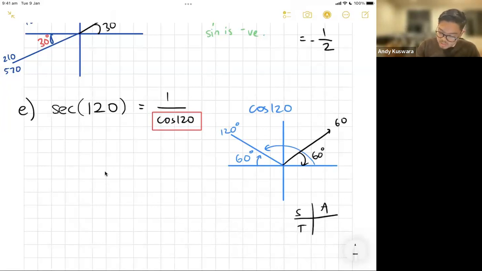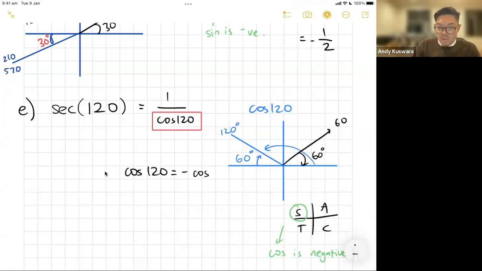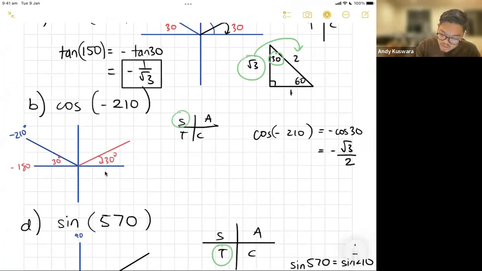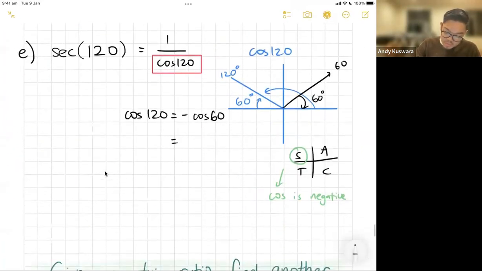So if I look at all stations to central, I'm in the second quadrant, that's 120, but I know that cos is negative in the second quadrant. So all of this is to say that cos 120 is the same thing as negative cos, and your related acute angle would be 60. So again, I'm going to find whatever cos 60 is, and I'm going to use my triangle here, a over h. So it should be 1 over 2, and it will be negative 1 on 2.